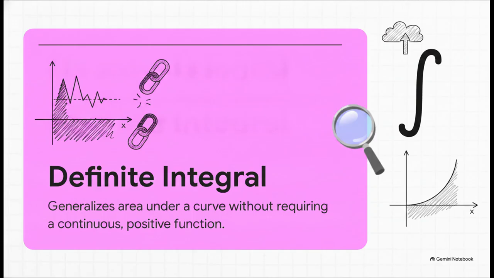But let's be real, real-world problems just don't play by those rigid rules, do they? Data fluctuates, signals randomly drop, values dip into the negatives all the time. So the definite integral arrives as this monumental, much-needed upgrade. It totally generalizes the concept of area under a curve and lifts those strict requirements, which frees us up to analyze a much broader, wilder set of messy, real-world functions.